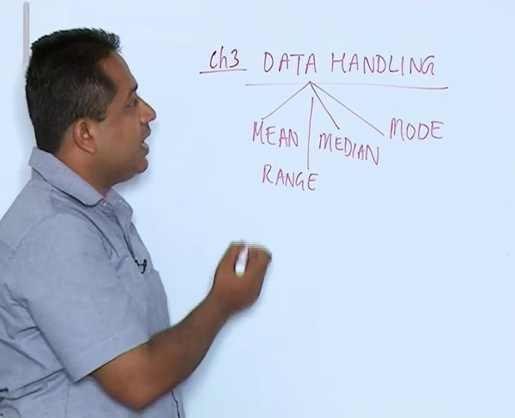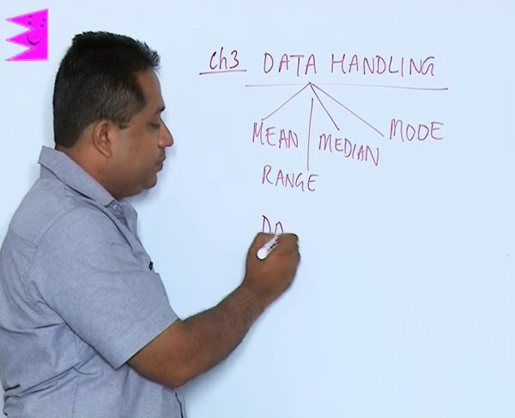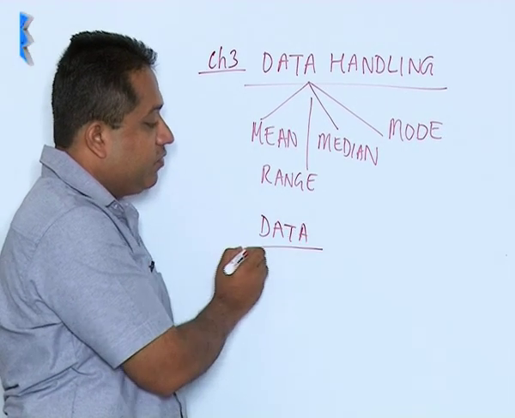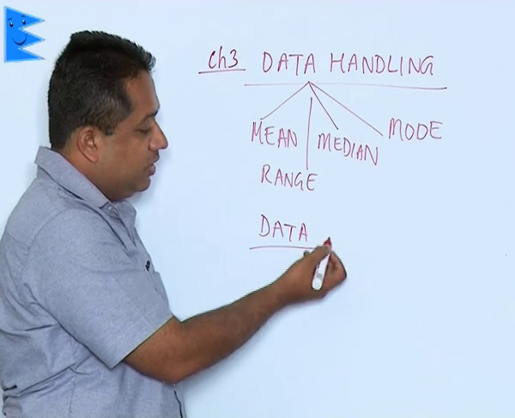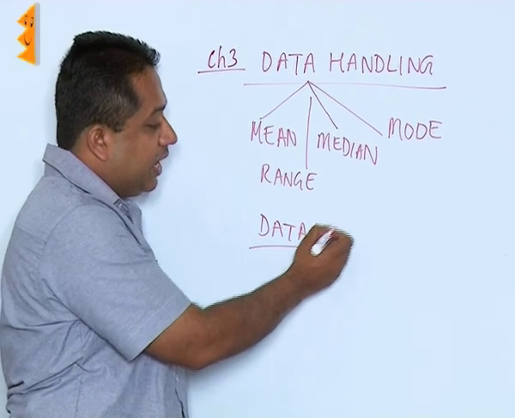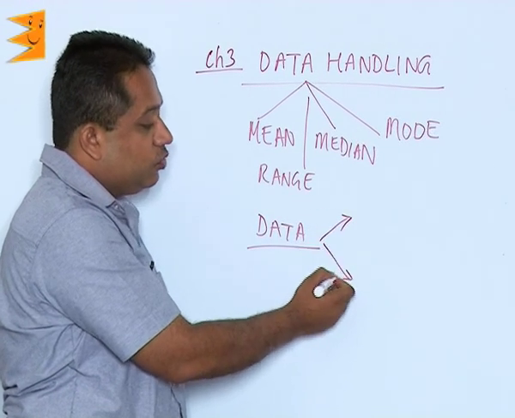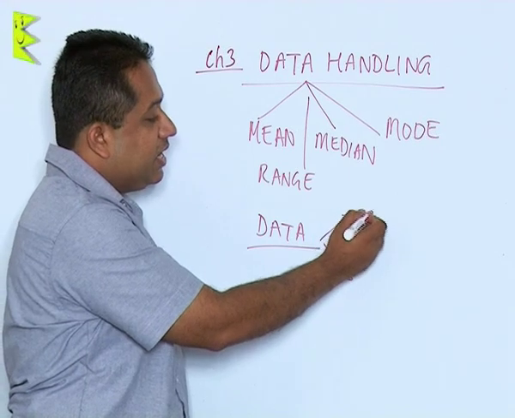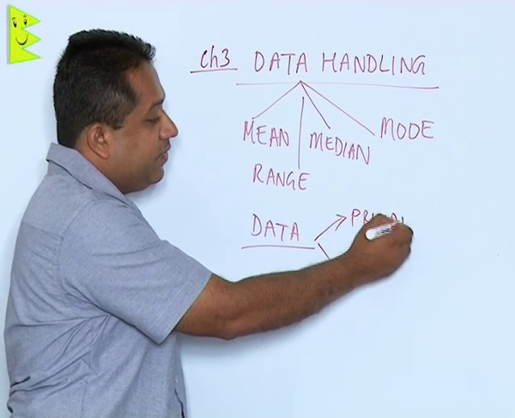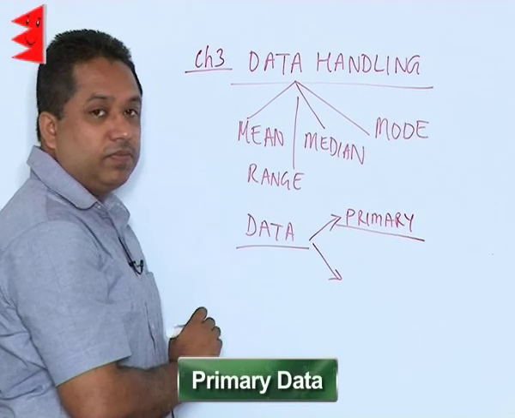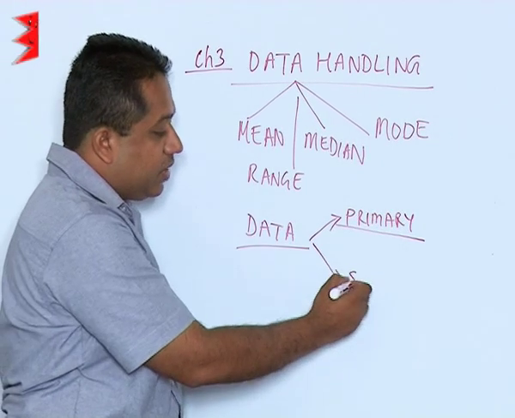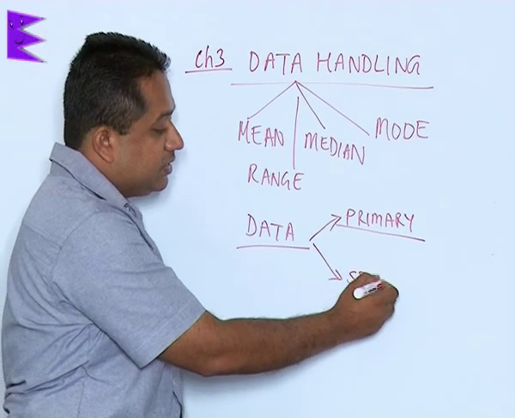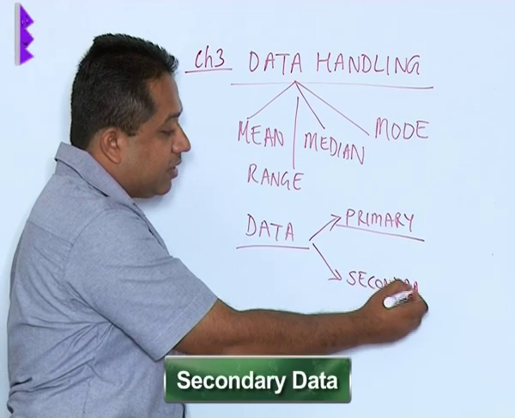Now, how do we collect data? Data is basically information. This information, as I told, could be of different forms, but we can collect it basically from two sources. Either we can collect it ourselves, that is called the primary data, or we can get it from other sources, that is secondary data.